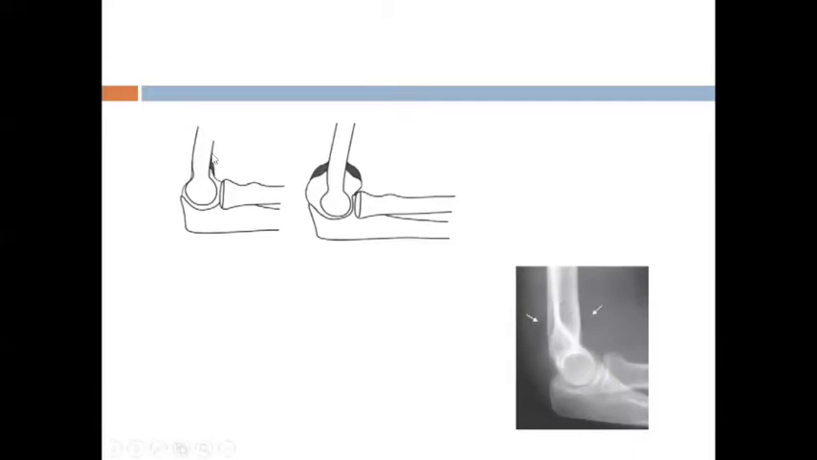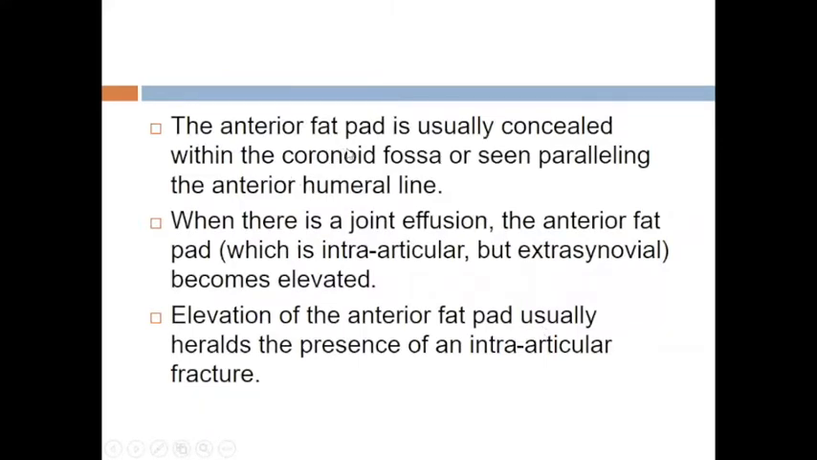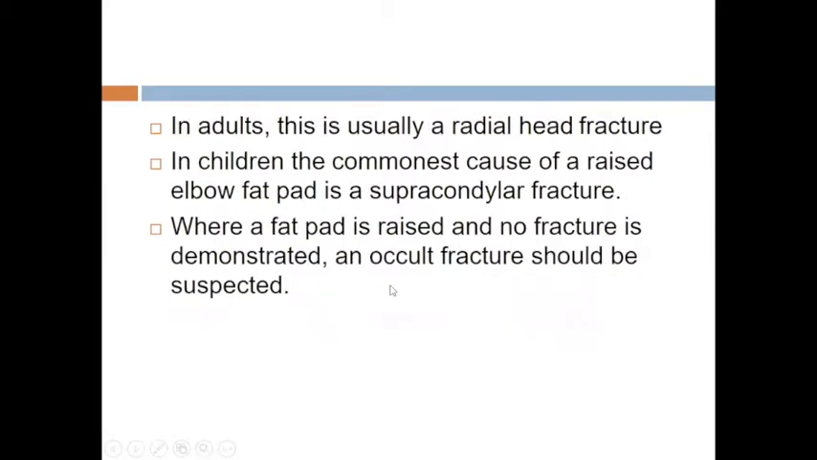In the lateral view X-ray, here we can see the anterior fat pad, and this anterior fat pad is elevated due to intra-articular hematoma. Here in the X-ray, we can see the anterior fat pad sign is positive. Here, the posterior fat pad sign is positive. Actually, the anterior fat pad, as I already discussed, is concealed within the coronoid fossa and seen paralleling the anterior humeral line. Whenever there is a joint effusion, the anterior fat pad, which is intra-articular but extrasynovial, becomes elevated. And this particular sign is called the sail sign.